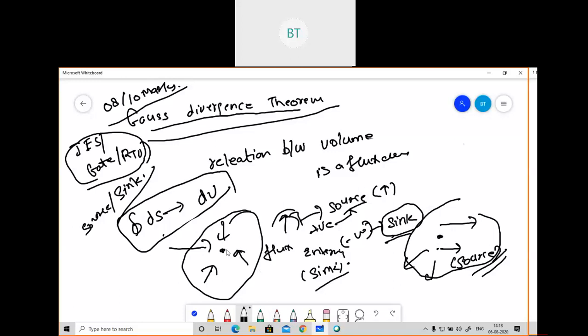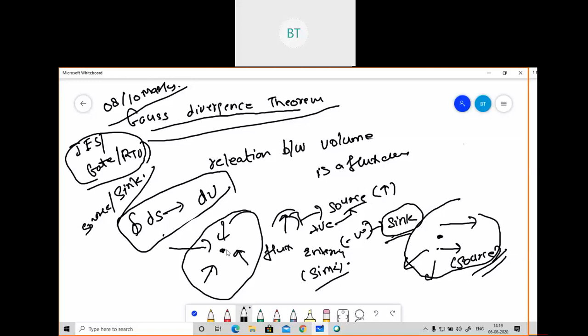So I think now you are clear about what source and sink are, and after that I will solve a problem and show you. So you are clear with the basic part, why Gauss divergence theorem is used. If somebody asks you, can you explain it to them? Is it clear to you? Or if you are facing any difficulty, you can ask. After that, I'll show you the formula for the Gauss divergence theorem, and after that we will solve a problem.